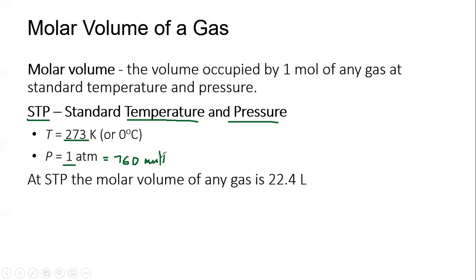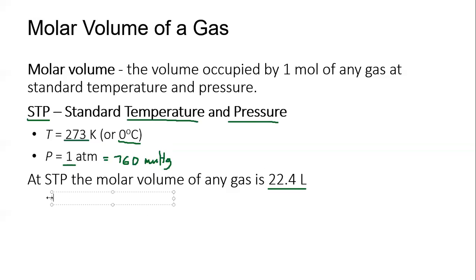of mercury. So whenever you're reading about gases and it says, hey, this experiment occurred at STP, or this gas expanded at STP, it means that the temperature is 273 Kelvin or 0 degrees Celsius, and the pressure is 1 atm, which is also 760 millimeters of mercury. So at these conditions, 1 mole of gas occupies 22.4 liters.